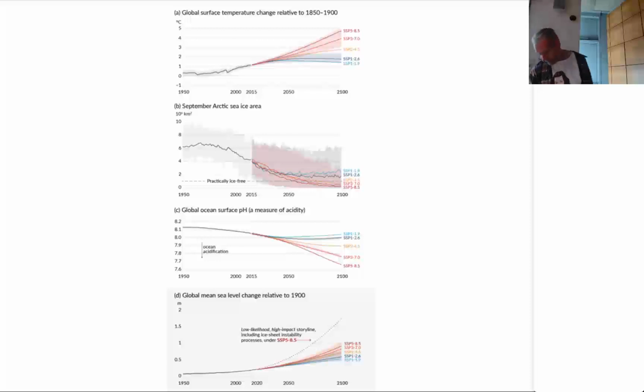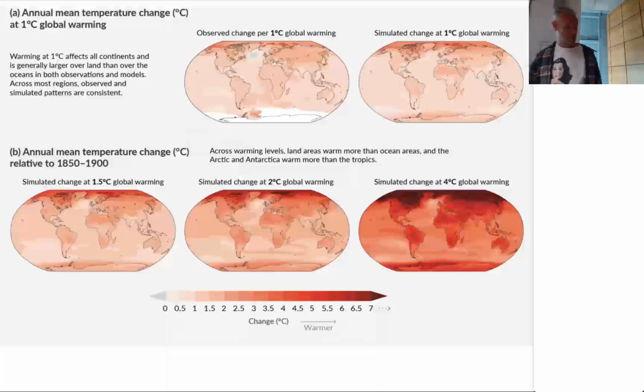So that is something that these models tell us. Now, this is the change in the global average temperature, which is not particularly interesting or representative, because there is no reason whatsoever to assume that warming will be equal globally. These are the observed changes.